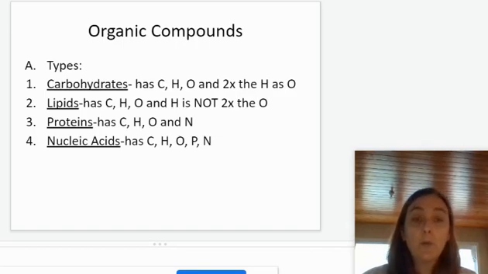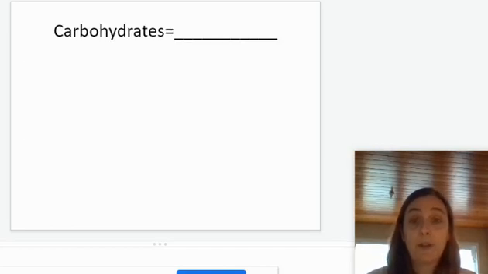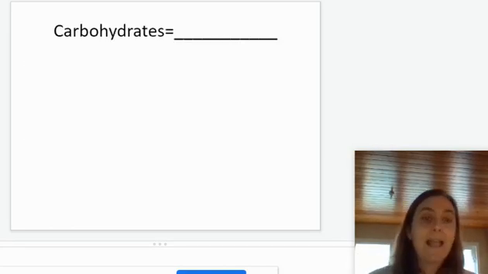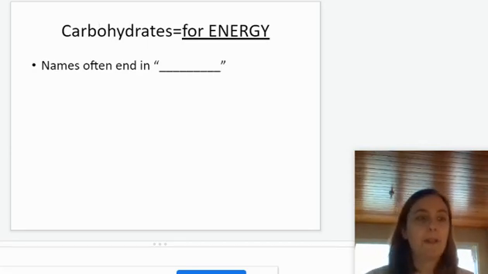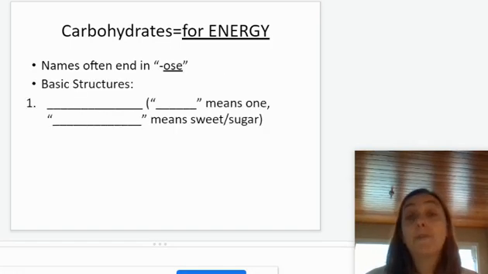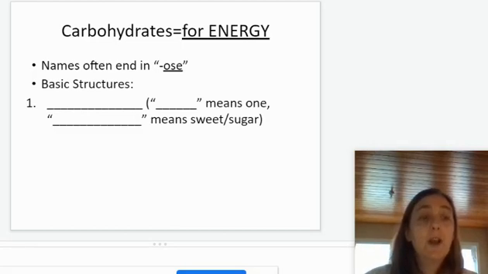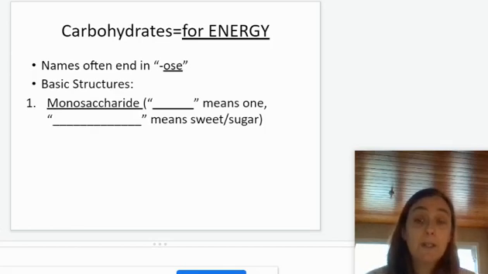So we're going to start today with carbs. Now remember, carbs are for energy. You want to run, you go to those carbs, right? So the night before a big meet, coach says, carbo load, eat lots of carbs, lots of starch. The names generally end in -ose, or often end in -ose. And there are three kinds of carbohydrates. We're going to start with the simplest. They are called monosaccharides.